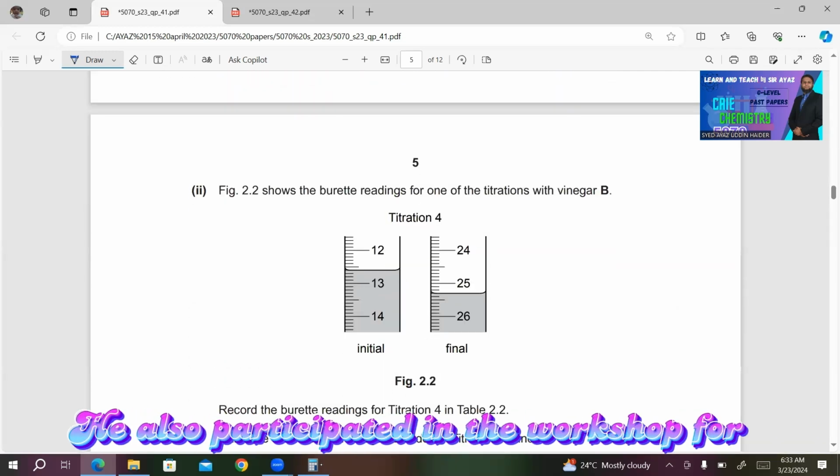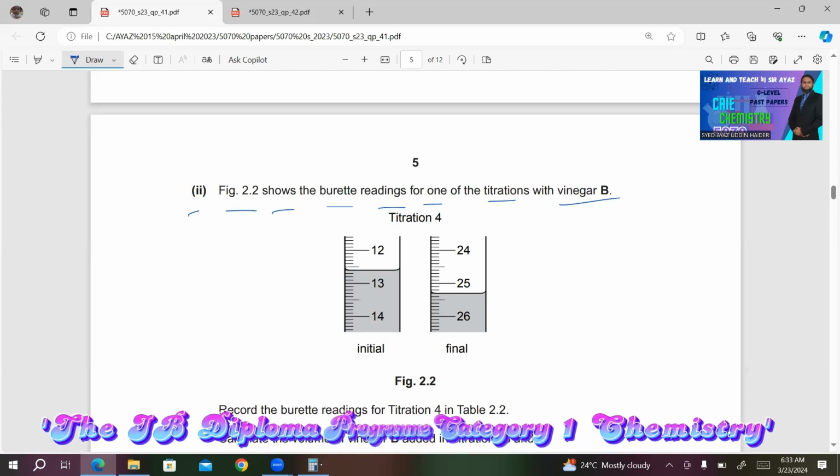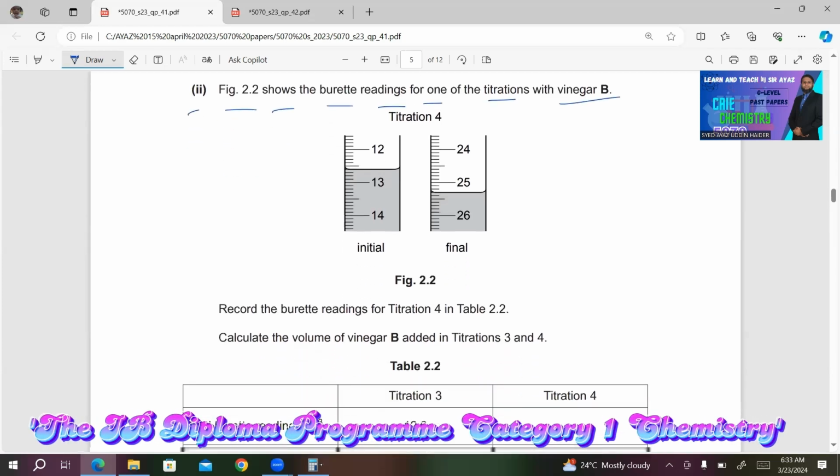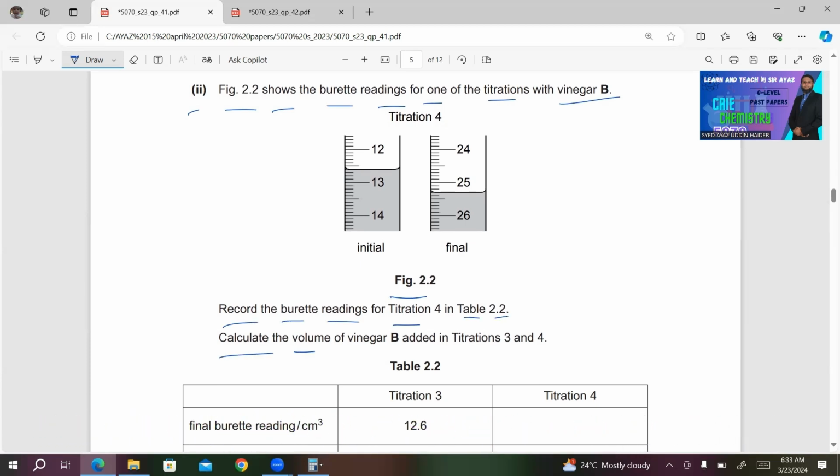Moving on to the next part. Number 2, figure 2.2 shows the burette readings for one of the titrations with vinegar B. Here's titration 4. We have the initial and final reading. Figure 2.2, record the burette readings for titration 4 in table 2.2. Calculate the volume of vinegar B added in titrations 3 and 4. Here's table 2.2.